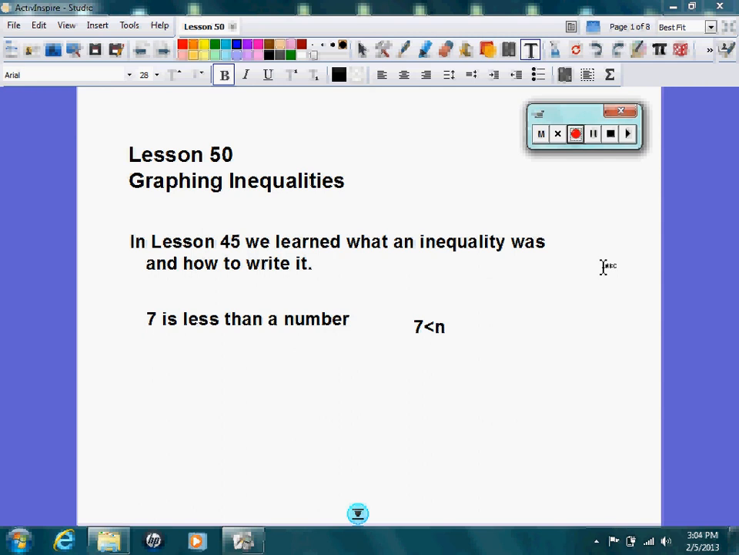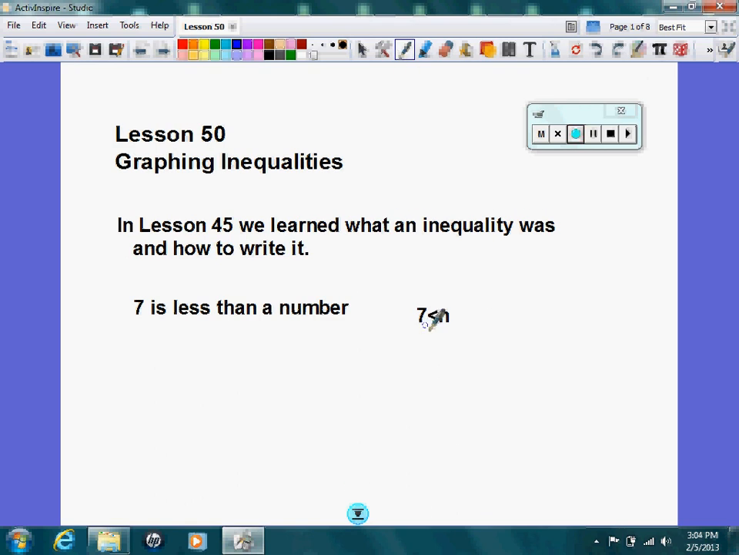Our next lesson is lesson 50, graphing inequalities. In lesson 45, we learned what an inequality was and how to write it. Here's an example. 7 is less than a number. We would write that as 7 less than n or x or p or m, any variable. 7 less than, oops, that's greater than. Get that one wrong. Be careful. 7 less than x, or 7 less than p, or 7 less than m.